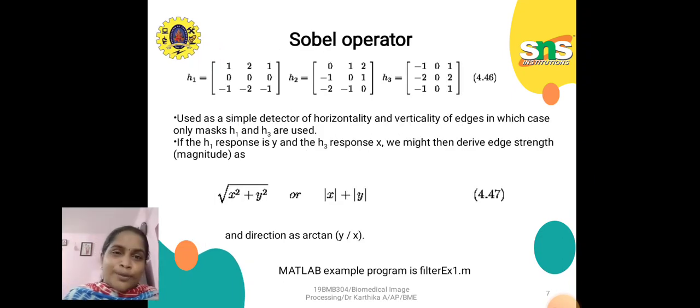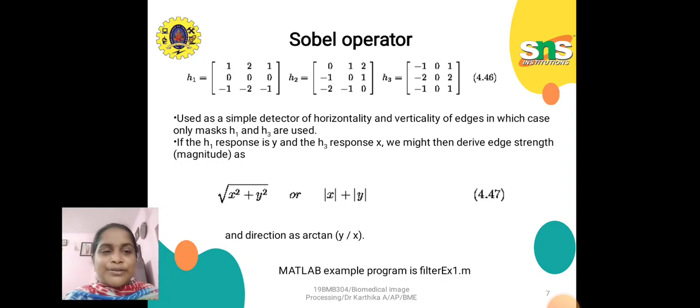And the next one is the Sobel operator. Here the values of h1, h2, h3 are represented. It is mainly used as a simple detector of horizontality and verticality of edges, in which case only masks h1 and h3 are used. If the h1 response is y and the h3 response is x, we might then derive the edge strength magnitude as root of x square plus y square, or modulus x plus modulus y, and the direction as arctan y by x.